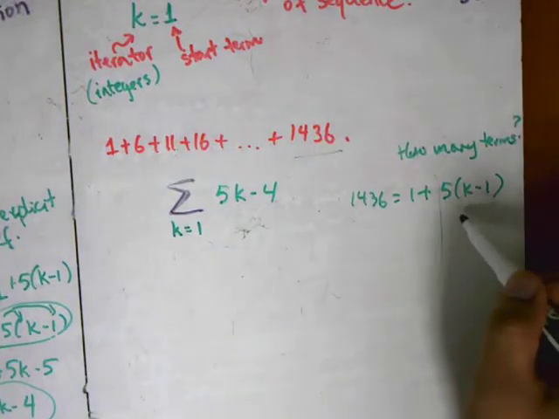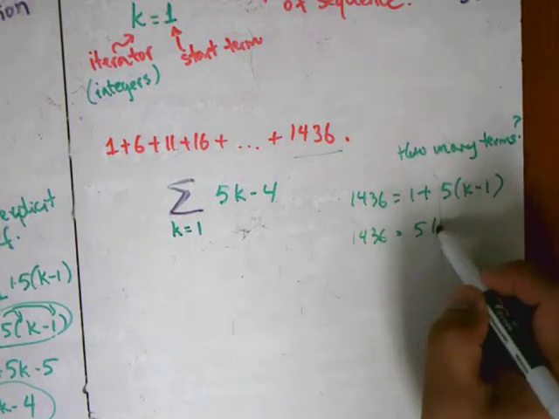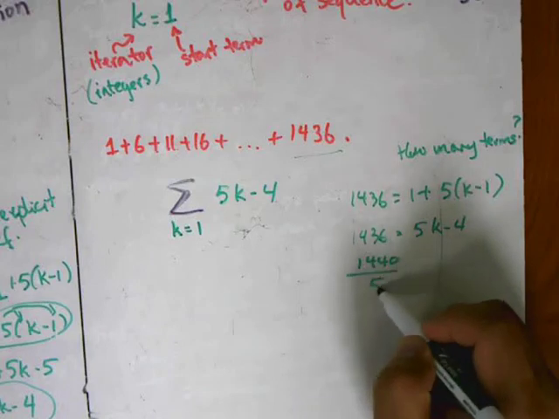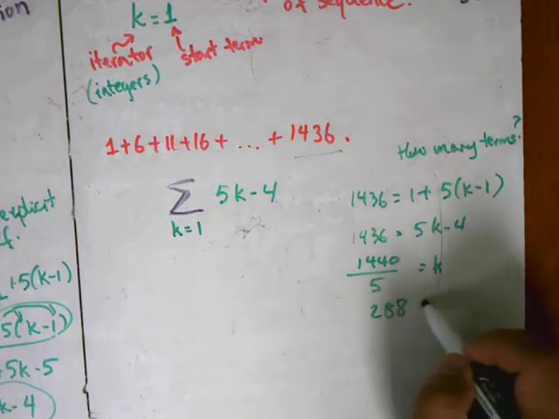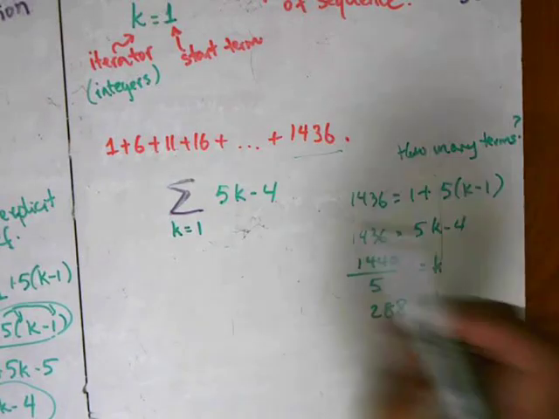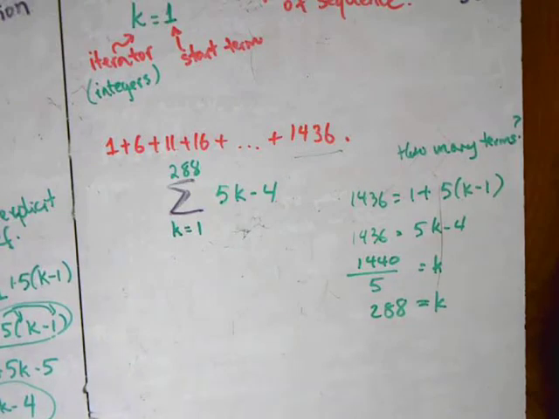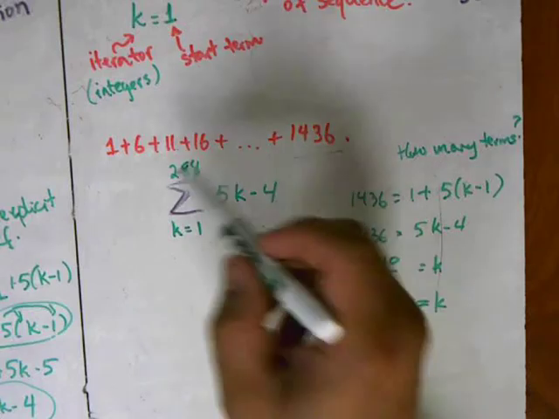So if we solve this equation here, we'll get 1436 equals 5k minus 4. 1440 over 5 equals k. So k is equal to 288. Okay. So in this case, what goes on top here is 288. So we're adding up 288 terms, starting from 1, and this is the 288th term.